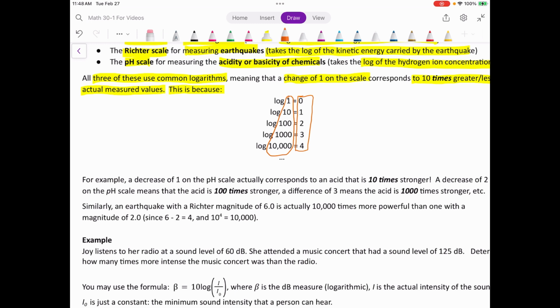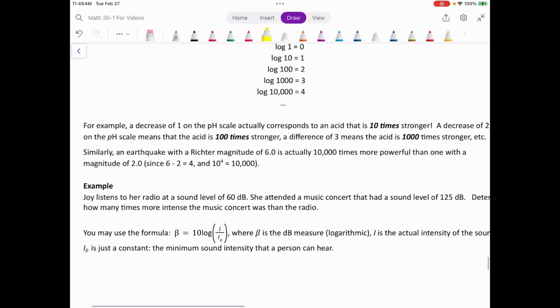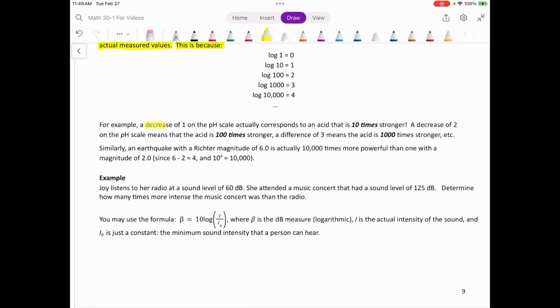So if an earthquake releases 10,000 joules of energy, we might say it's a magnitude 4 earthquake. Okay, and notice what that means though. When you hear a 3 earthquake versus a 4 earthquake, it doesn't sound that much worse, does it? Right? But it's actually 10 times more energy, right? So again, you probably would have talked about this in chemistry class. A decrease of 1 on the pH scale actually corresponds to an acid that is 10 times stronger. So something having a pH of 4 versus a pH of 5, it doesn't sound like it's that much more acidic, does it? But because that's a logarithmic scale, it's actually 10 times more acidic, right?